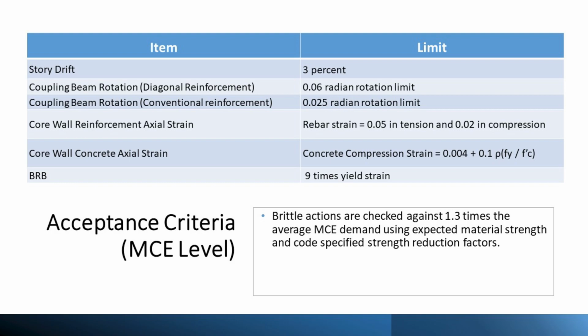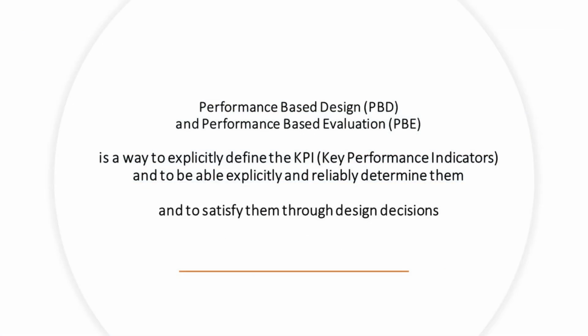So whether I should follow the code and use spacing of 4 inch or 100 millimeter, or I can do 175, as long as this is satisfied, 175 may be okay if you can demonstrate that 175 does not cross this limit here, which is corresponding to a certain performance level. So that's what the performance-based design is all about.